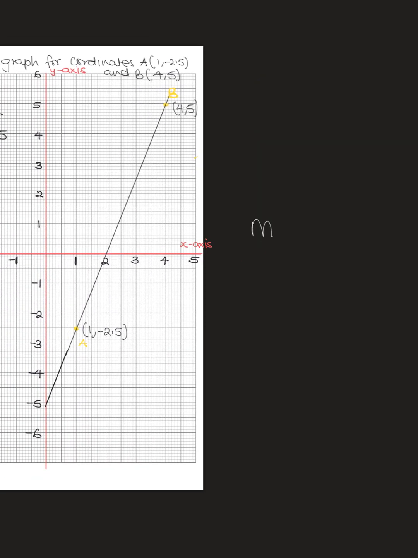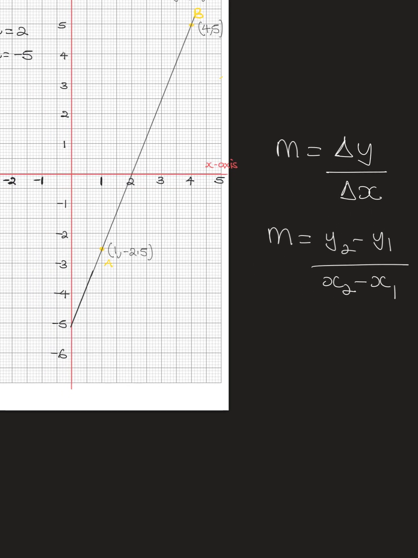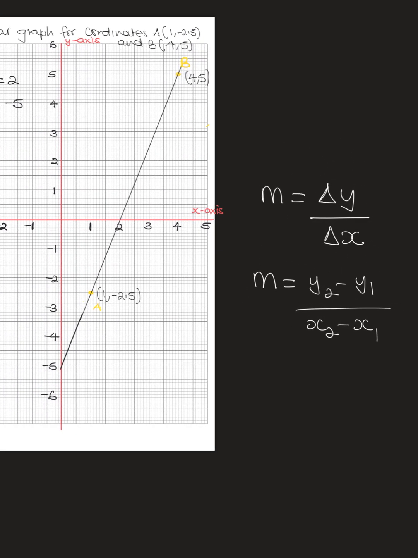gradient m is the change in y divided by the change in x, which is the same as y2 minus y1 divided by x2 minus x1. So what is y2 from the graph? That is 5, minus what is y1? y1 is minus 2.5. So divided by x2, which is 4. Then minus what is x1?